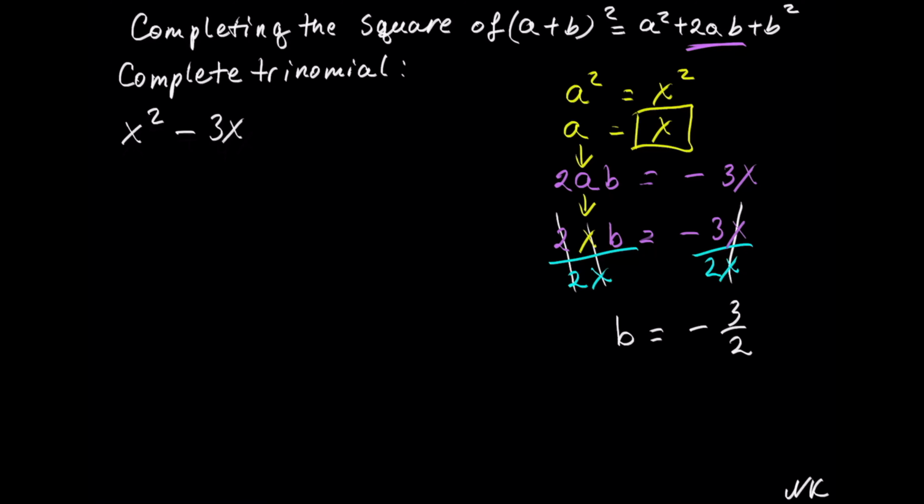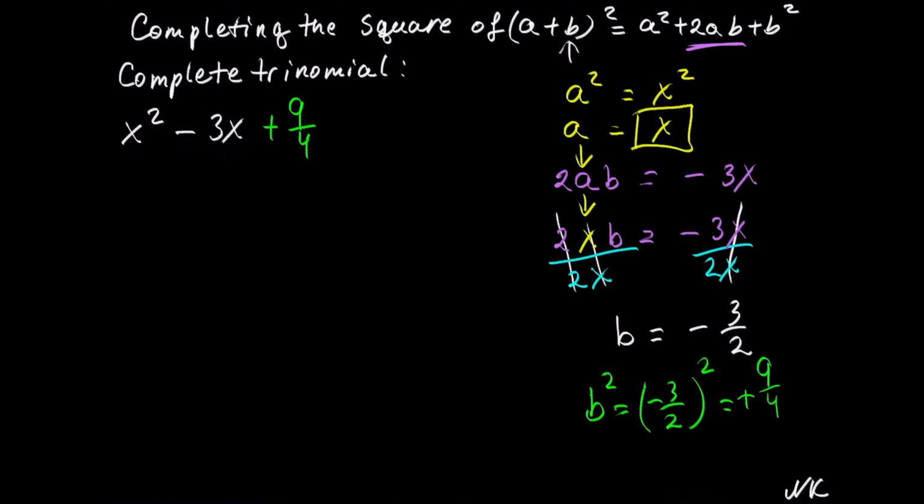So right now we know what b is for the factored part. We also need to know what b squared is. So in order to do that, let's take negative 3 out of 2, raise it to the second power. This will give us negative times negative gives us positive. 3 times 3 is 9. 2 times 2 is 4. So b squared is equal to positive 9 out of 4. So in order to complete this trinomial, we will have x squared minus 3x plus 9 out of 4.